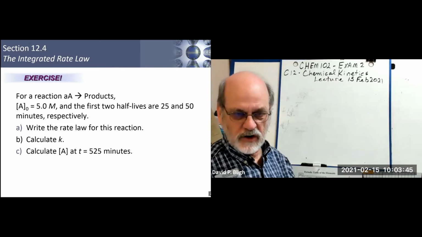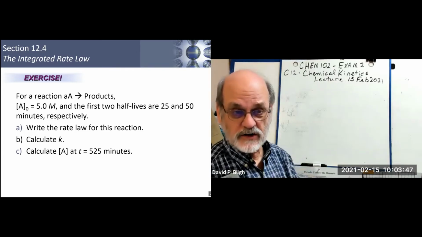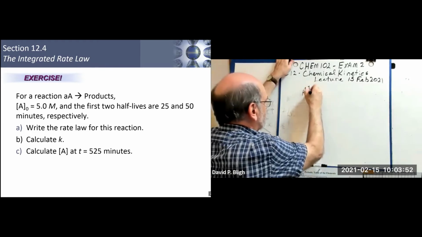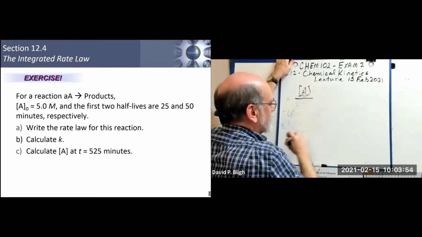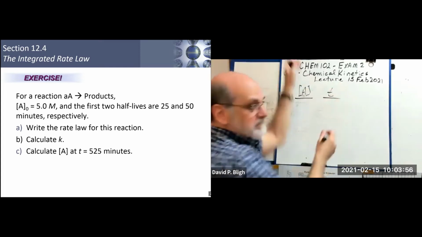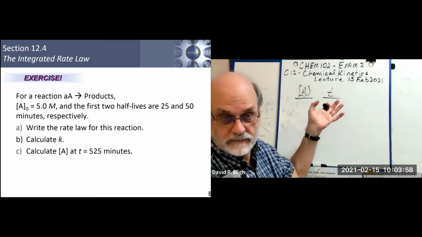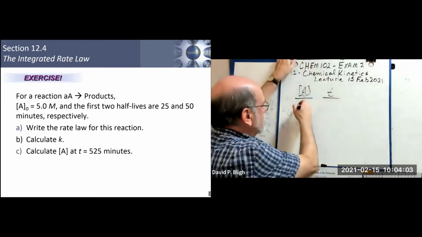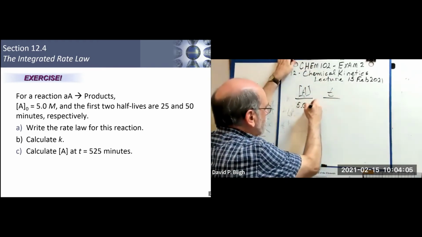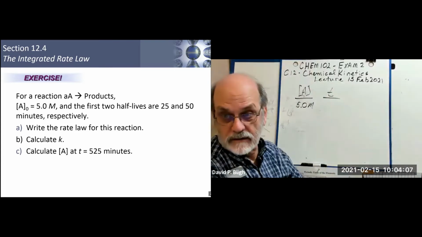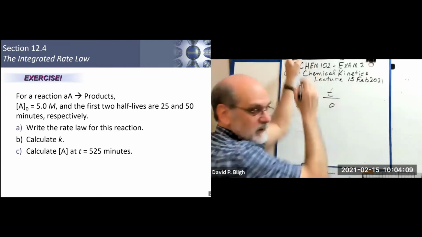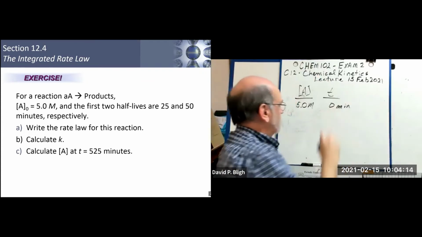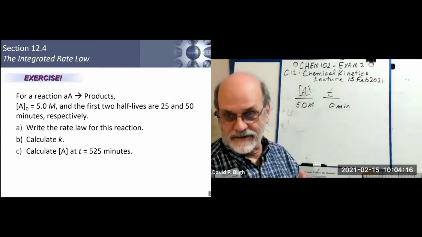So we have the initial concentration of A, and it varies with time, of course. So when we start, initial concentration of 5.0, what's the time? The time is 0 minutes. Right? It's just that simple.